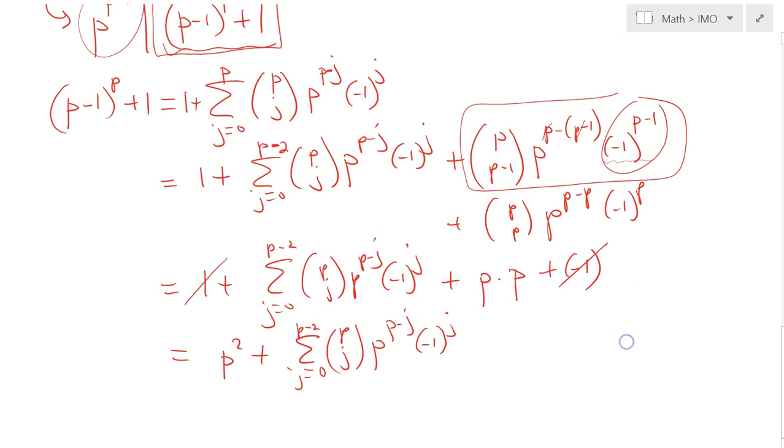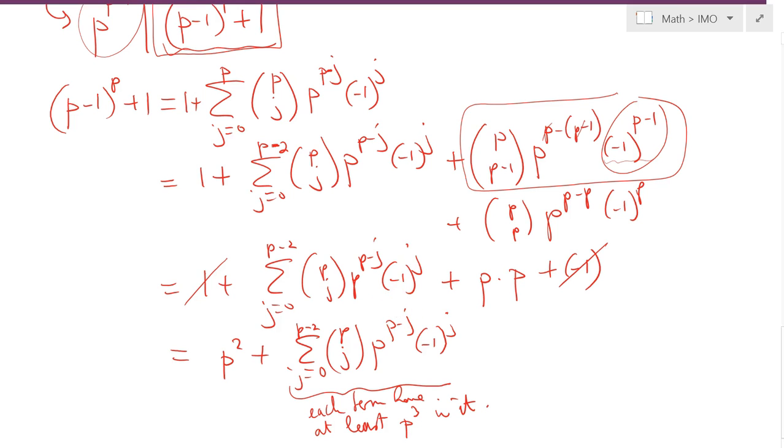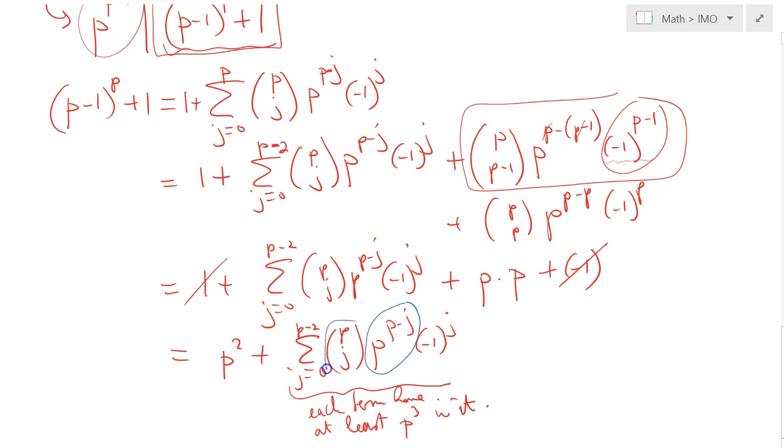minus 2. Now if you look closer, you would realize that each of these terms has at least p cubed in it, right? So each term is divisible by p cubed. And the reason is simple, because when you look at each of these terms, they will have at least a p squared in it, and each of these will contribute at least one more p, right?